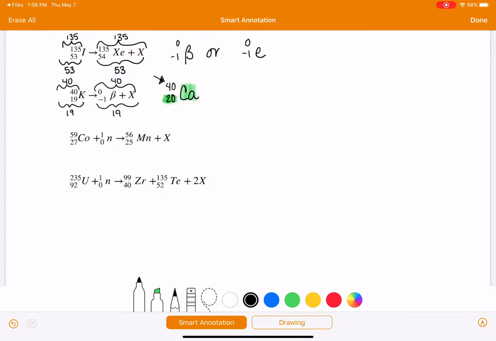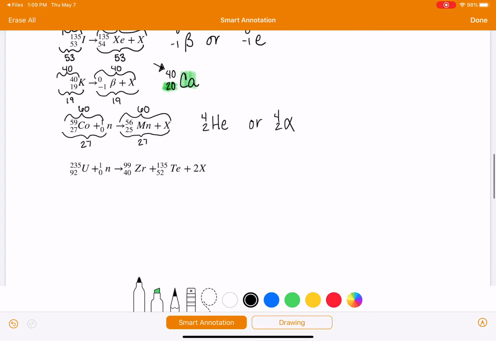2 more to go. On the left-hand side, we have a mass number of 60. So on the right-hand side, we need a mass number of 60. 56 plus 4 is going to give us 60. On the left-hand side, we have an atomic number of 27. On the right-hand side, we have an atomic number of 25 plus 2. That is a helium or an alpha particle.